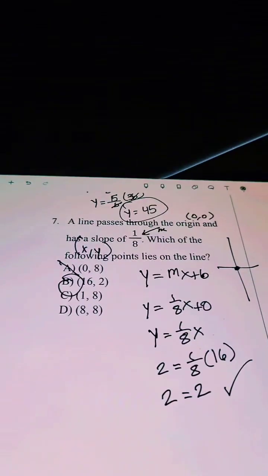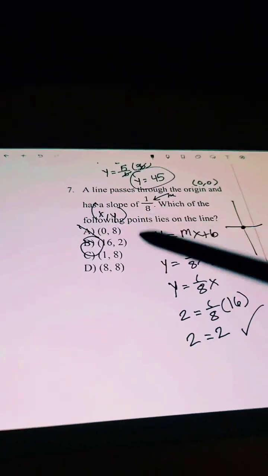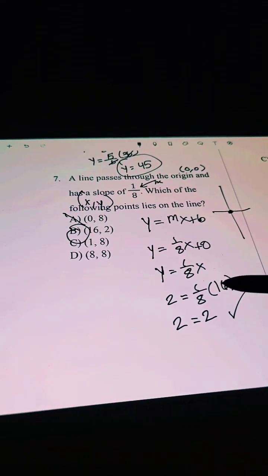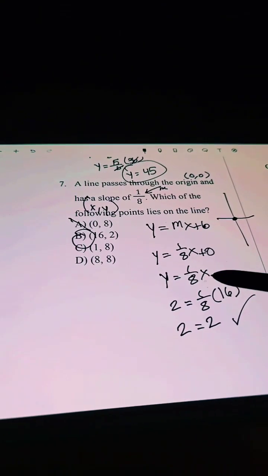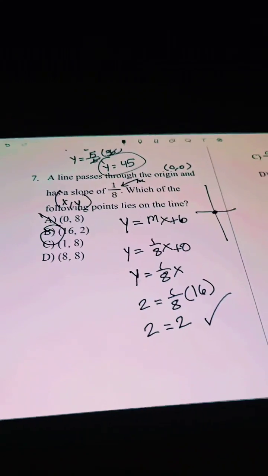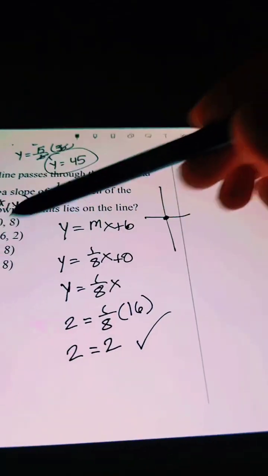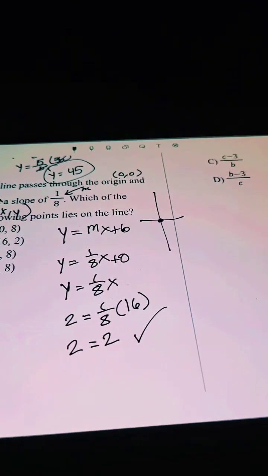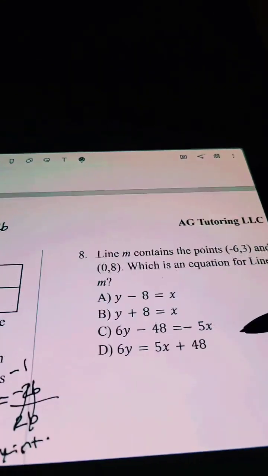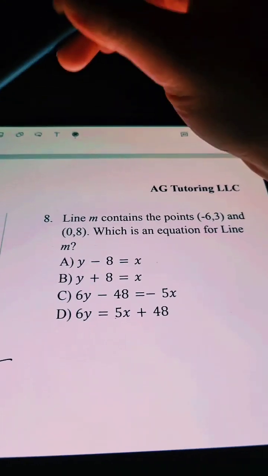It's actually B. So if you were thinking D, if you plug in 8 right here instead for x, you're not going to get 8 as your y. You have to make sure that when you plug in the x and y, it gives you something that actually works. So now let's go to number 8.